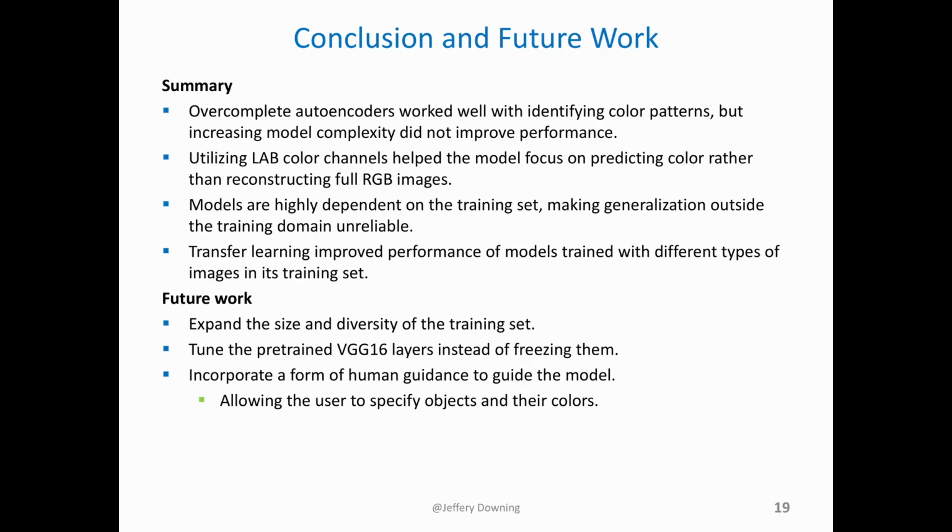So for some future work, I would start by expanding the size as well as the diversity of the training set to allow the model to learn a variety of different features. I would experiment with tuning the VGG16 layers instead of freezing them. And the last thing I would like to do is to incorporate some form of human guidance to the model. So this could be a way of allowing the user to specify certain objects in the photo as well as what colors they should be.